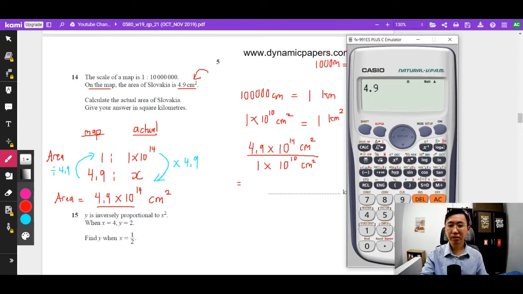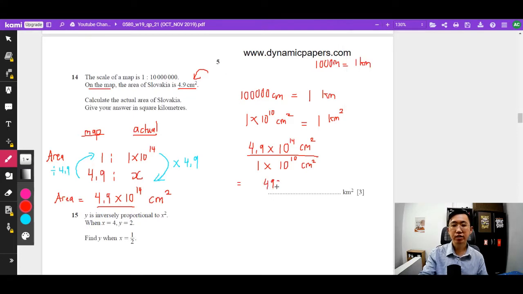4.9 times 10 to the power of 14. So do it very carefully. Press equal first, then you press divide by the bottom number now, 1 times 10 to the power of 10. Remember to close it and press equal. So you get your answer 49,000, and that is actually in kilometers square already. This is the final answer, 49,000 kilometers square. So that's the answer, right?